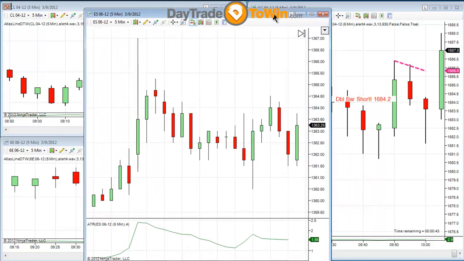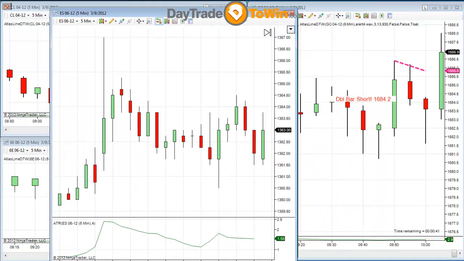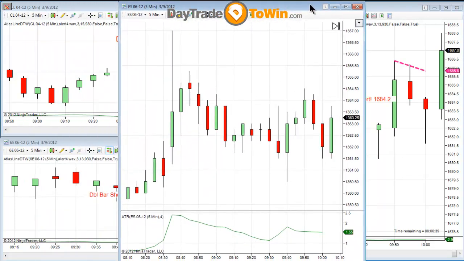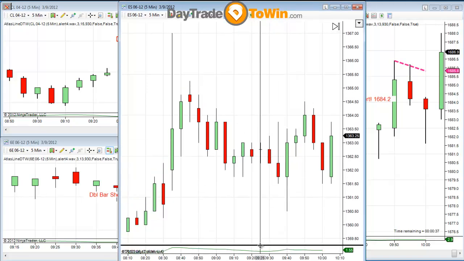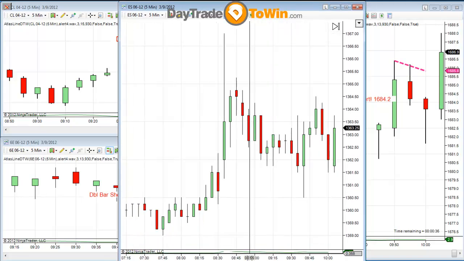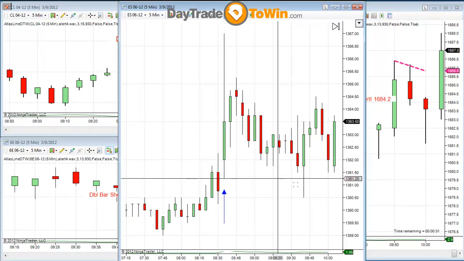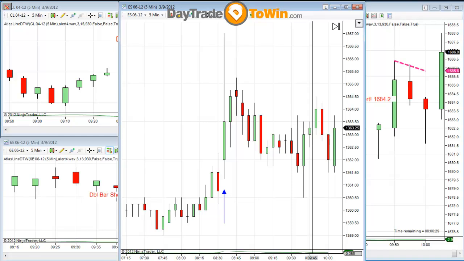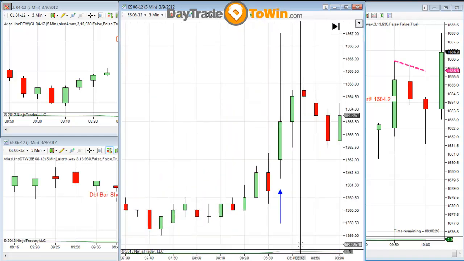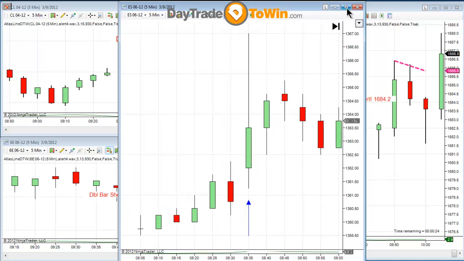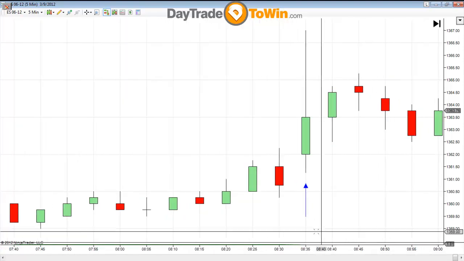Here we have the E-mini S&P. On the E-mini S&P at 8:30 this morning, there was this huge candle. If you can see that right there, this huge candle right here. I'm going to expand this a little bit.